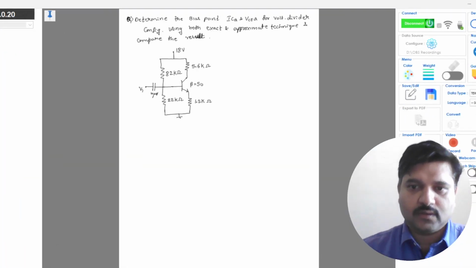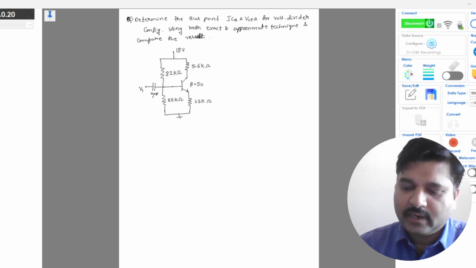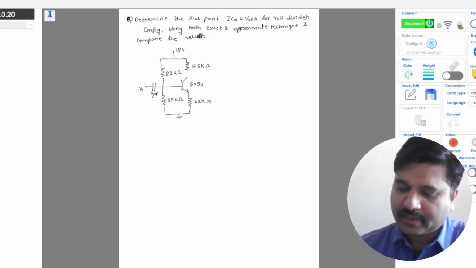Hello everyone. Today we will again solve another problem on the voltage divider circuit. So here you see the question. Determine the bias point, that is ICQ and VCEQ, for the voltage divider configuration shown in the circuit using both exact and approximate techniques, and you have to compare the results.